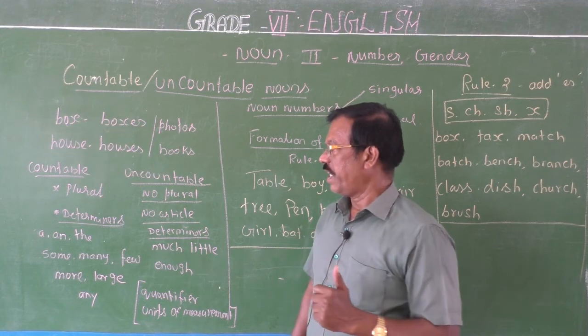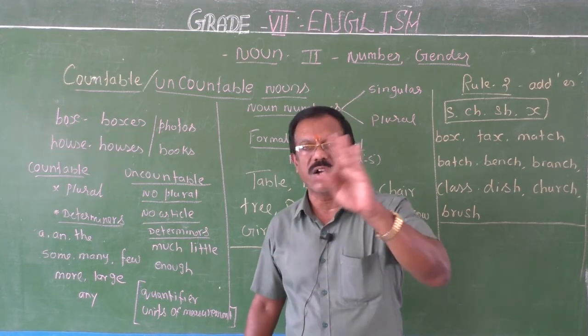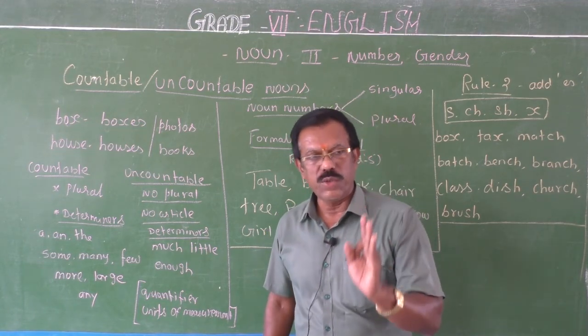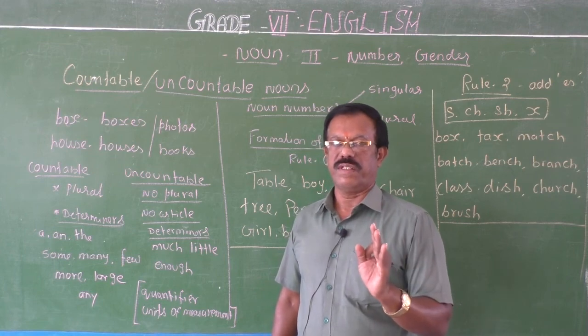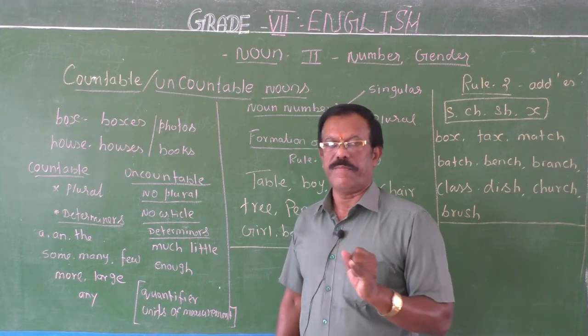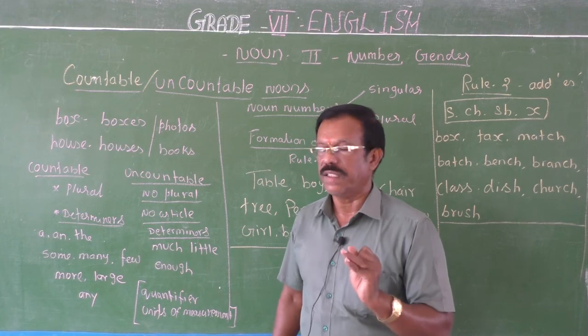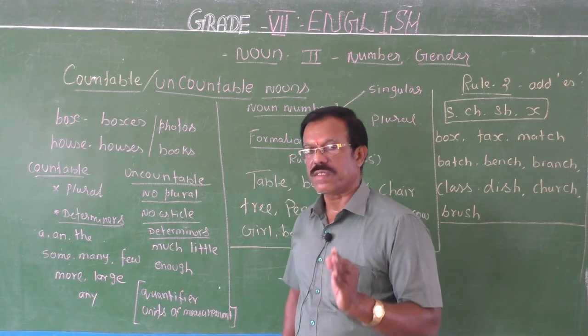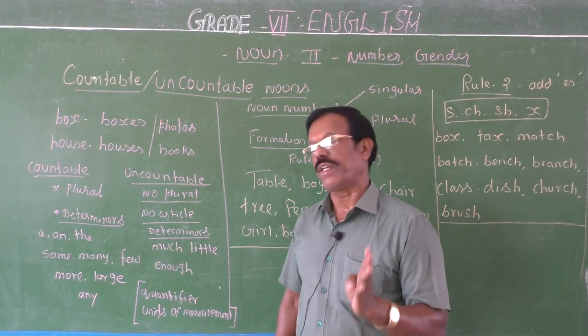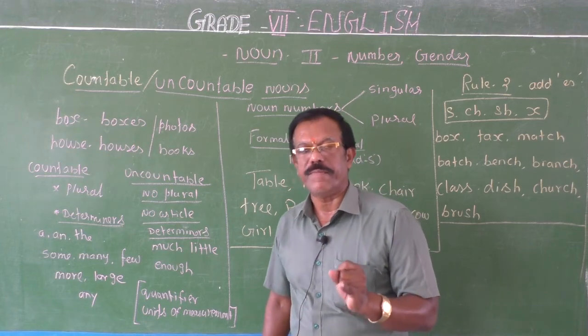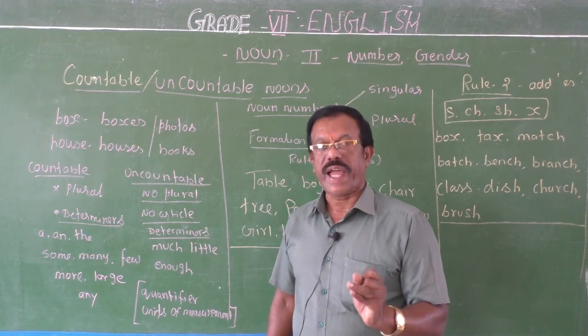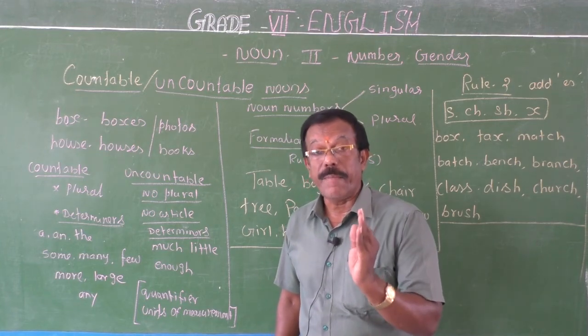Take notice. See, a, an and the are called articles. They are used before countable nouns. Okay, a book, a table, a box, a house. Okay, fine. An apple, an orange, an egg, an umbrella.